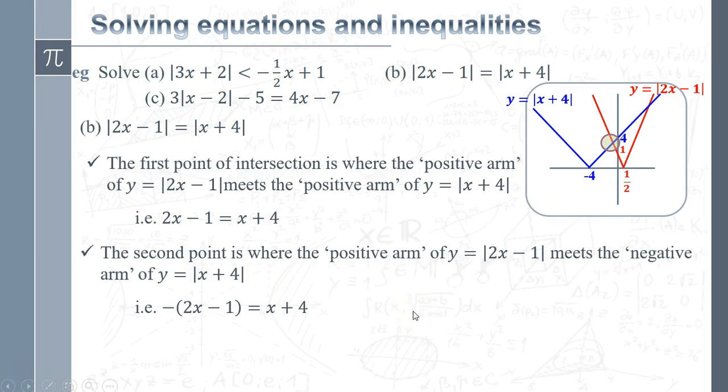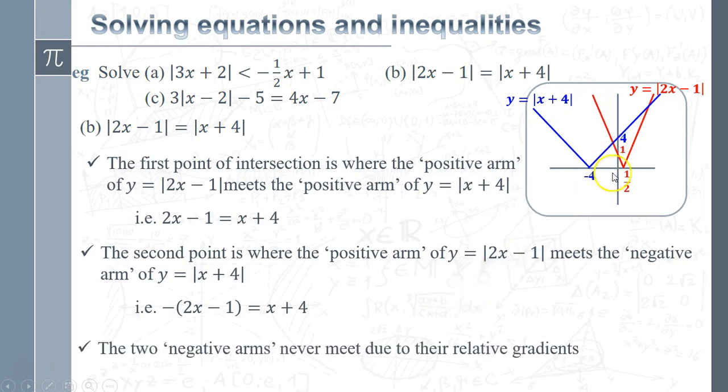And of course, if we take the third option, if we look at the two negative arms, well, we know those two negative arms are never going to meet, and the reason is that this one here has got a steeper gradient than this one over here. So we're safe in the knowledge that those two bits are never going to meet.